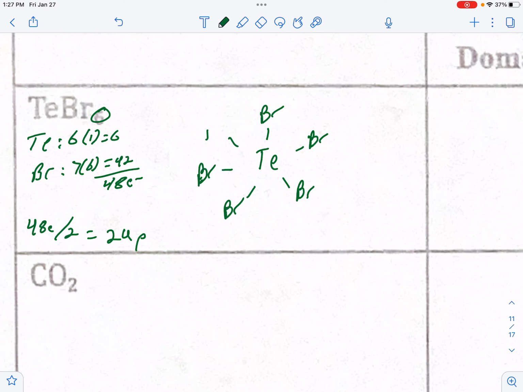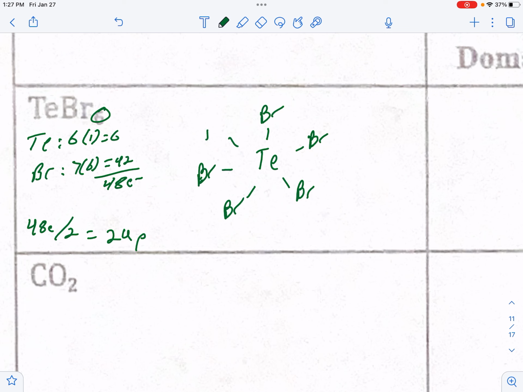Okay, now each one of these lines right here counts as a pair of electrons. So basically what that's doing is, I'll use a different color. Oops, just deleted all that. Okay, basically what's happening is this line is showing that 1 electron's coming from tellurium right here and 1's coming from bromine. 1's coming here, 1's coming here, 1's coming here. So it's basically just a shared pair.